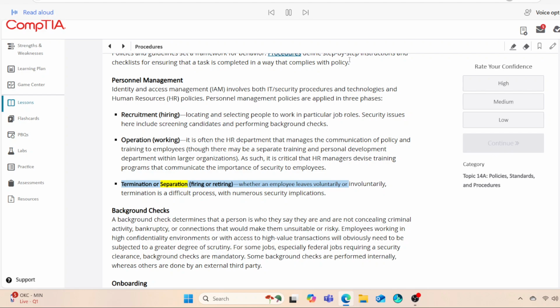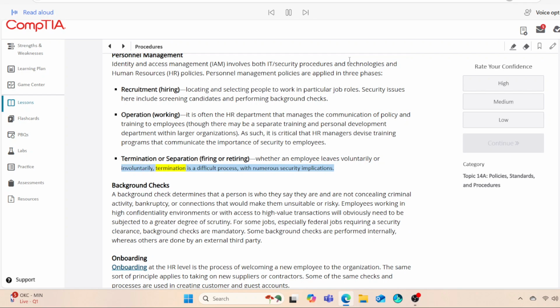Termination or separation, firing or retiring. Whether an employee leaves voluntarily or involuntarily, termination is a difficult process with numerous security implications.